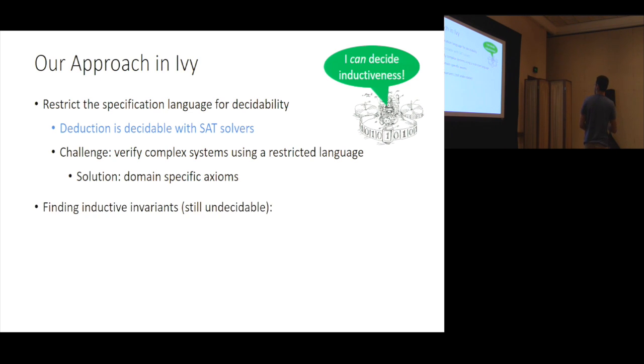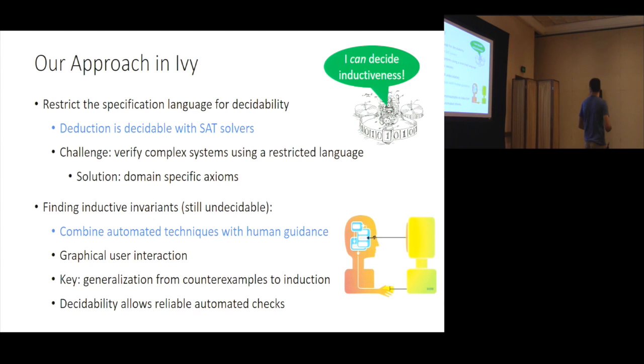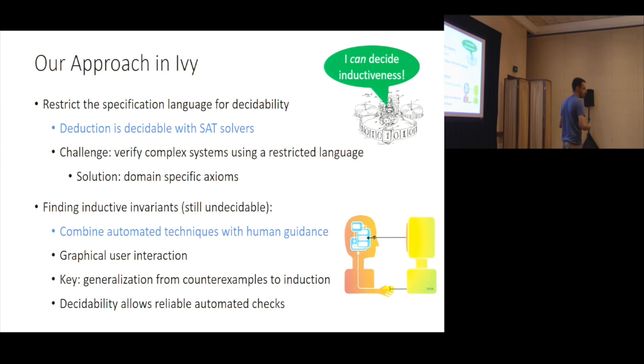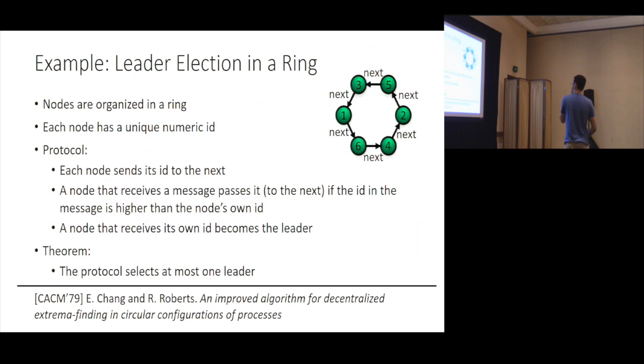And the other ingredient of our approach is a systematic way to let the user help them. Reduction that I'll explain soon. Offer the user automated help in finding the invariant. So it's a protocol for electing a leader to begin with, and the nodes want to communicate.